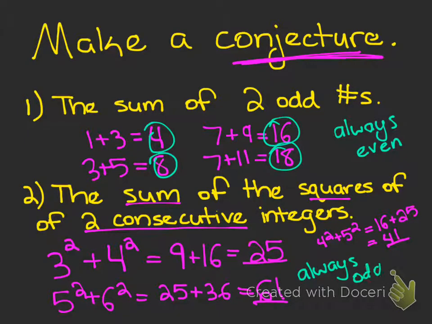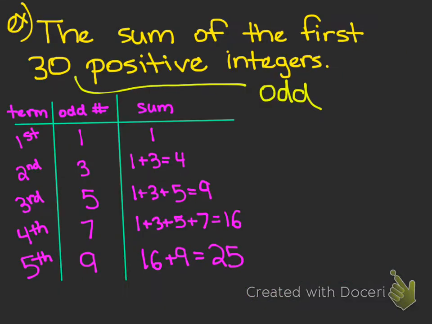Now, if you thought about this a little while, that would make perfect sense that it would always be odd, because consecutive integers, it's always going to include an odd number. The square of an odd number is always odd. Okay, so it makes sense that the sum of the squares of 2 consecutive integers would always be odd. All right, let's look at this next one. We want to look at the sum of the first 30 positive integers.